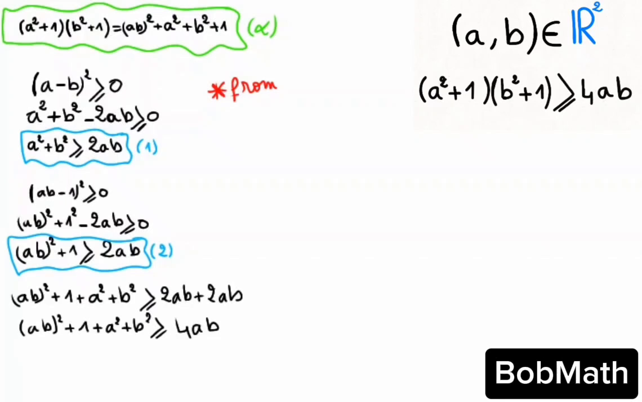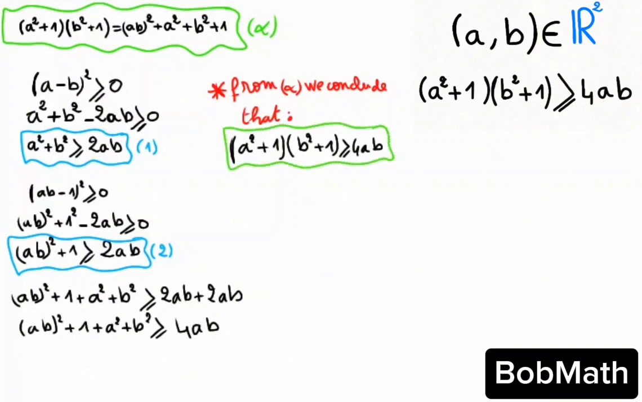From alpha, we conclude that (a squared plus 1) times (b squared plus 1) is greater than or equal to 4ab. Therefore, this is the relationship required in this exercise.